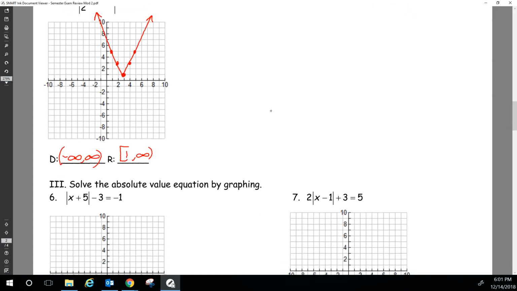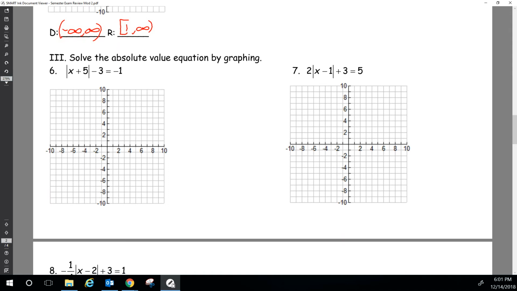Now we're going to get to solving some absolute value equations. You will have some of these on your test. This one says to solve the absolute value equation by graphing. So first we're going to graph this side, and then we're going to graph this side. This is an absolute value that's centered at negative 5, negative 3. So negative 5, negative 3 is here.